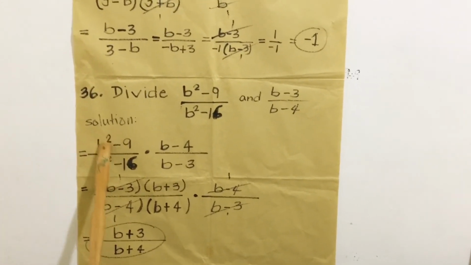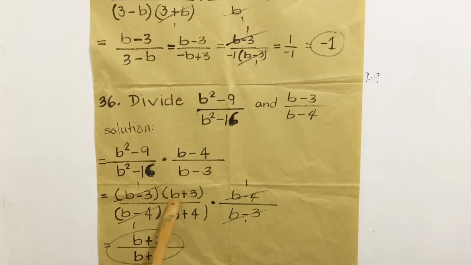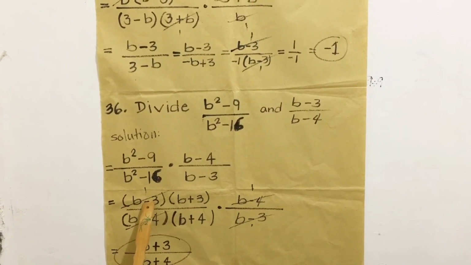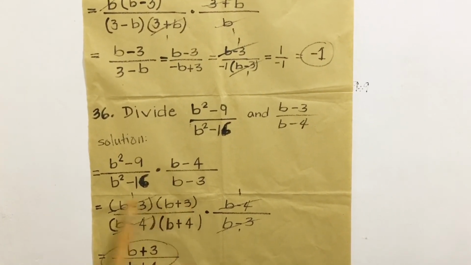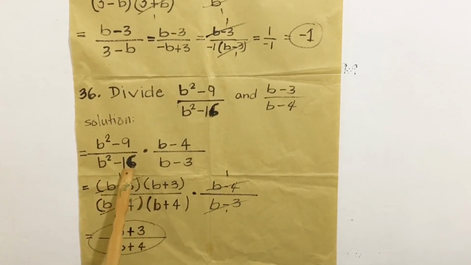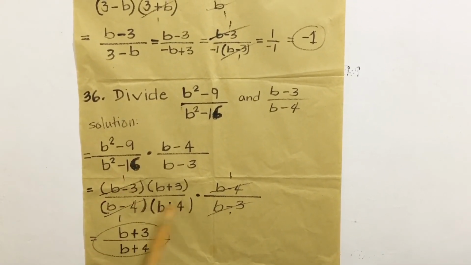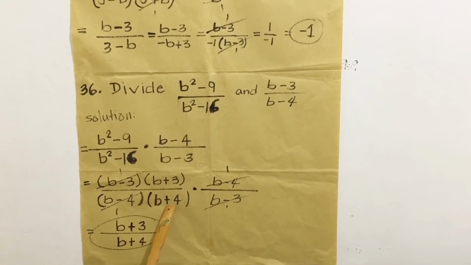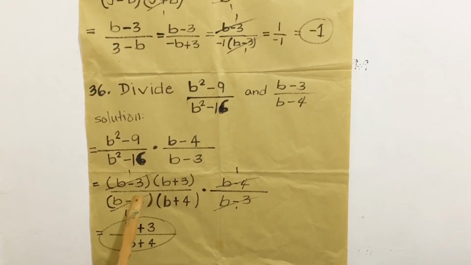And our next step is to find the factors of b squared minus 9. The factors of b squared are b and b, and of 9 are 3 and 3. Since it's negative, one negative and one positive. B squared minus 16: the factors of b squared are b and b, the factors of 16 are 4 and 4. Since it's negative, the pattern is one negative and one positive. And our next step is the cancellation method.